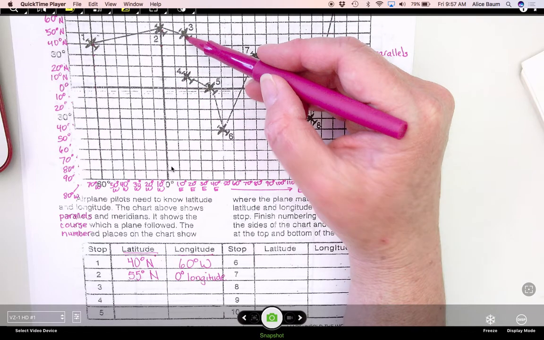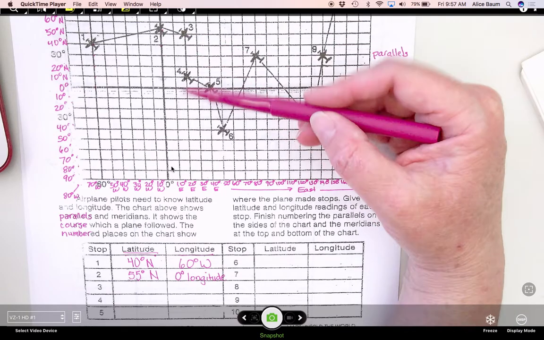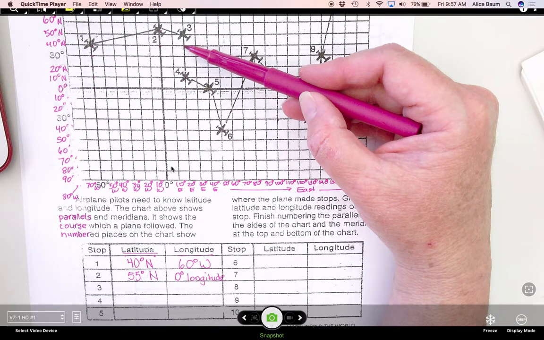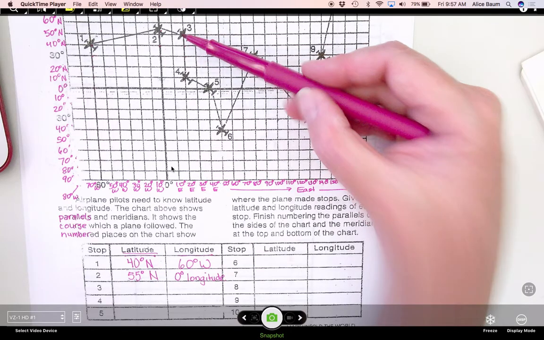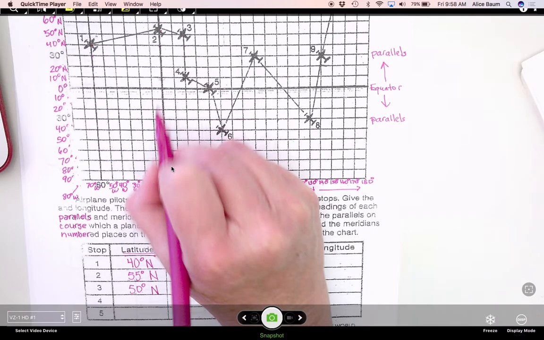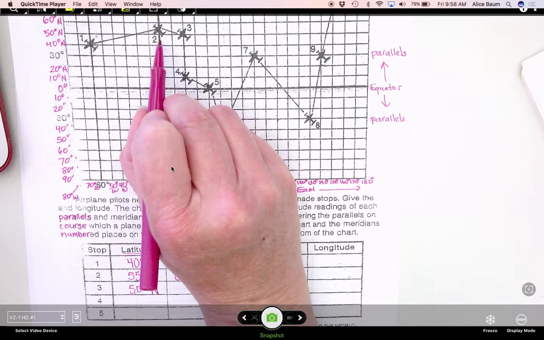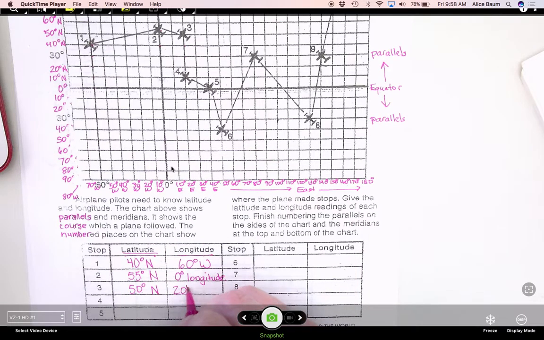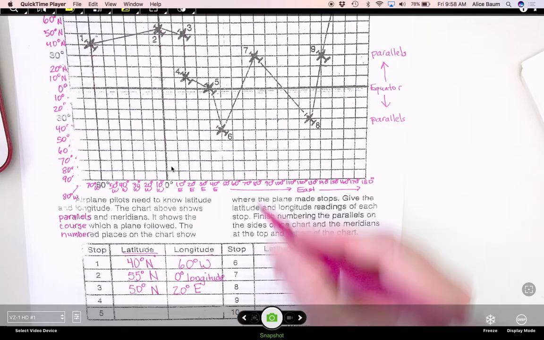Here's number 3. We always go north or south first, so this starting at the equator, 10, 20, 30, 40, 50 degrees. What direction did we go? We went north. And then we start at the prime meridian and we move over. It's 10, 20, and there it is, yep, 20 degrees. What direction from the prime meridian did we go? We went east. Pause if you need to so you get yours written down.